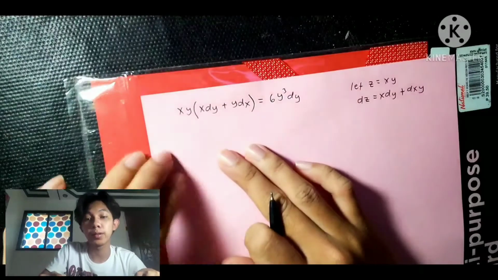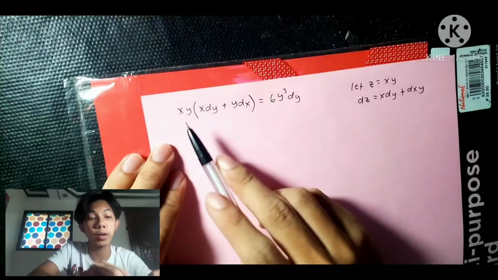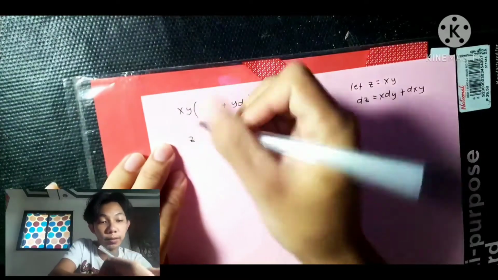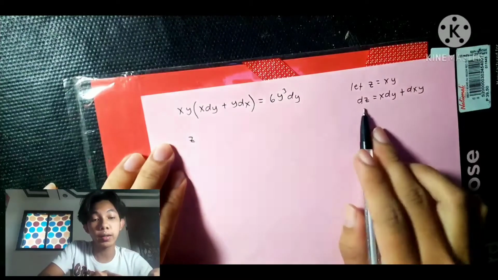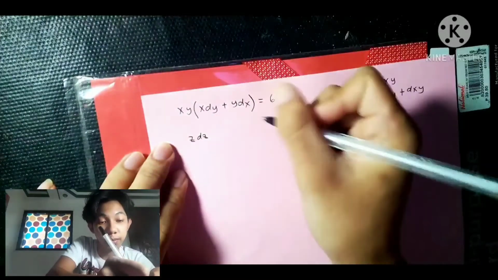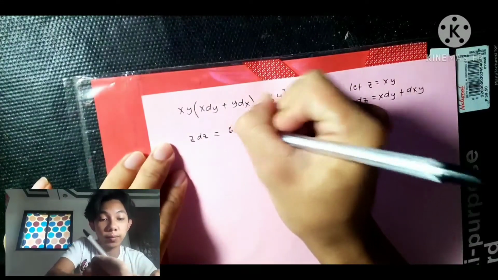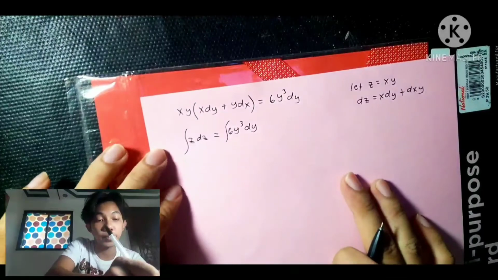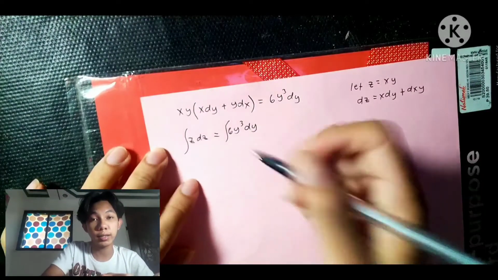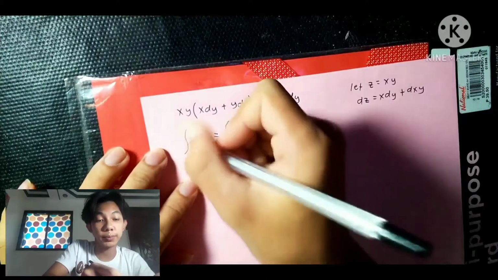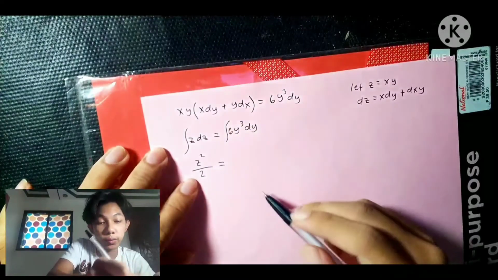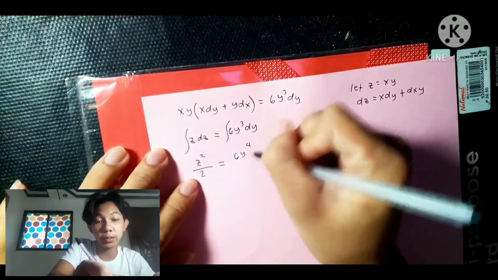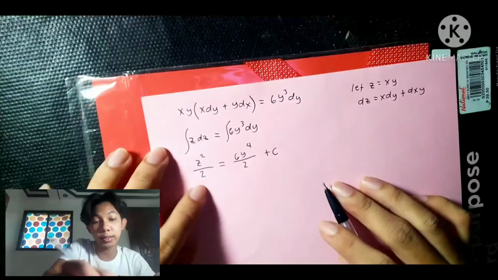Then, copy y. So, balik na tayo sa original equation. So, pwede na natin i-substitute si xy and then yung x dy plus y dx. So, xy which is z times yung x dy plus y dx is magiging dz. And then, equal, copy lang, 6y cubed dy. So, pwede natin siyang i-integrate. So, ang integral ng z is z, then exponent is 1 plus 1 is 2 over 2 is equal to integral of 6y cubed dy is 6y, 3 plus 1, 4 over 2 plus c.